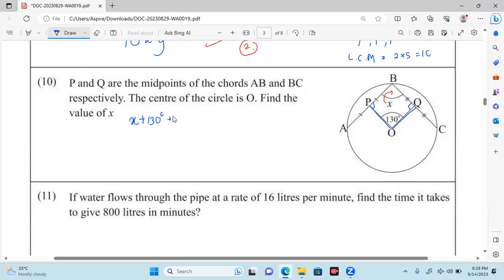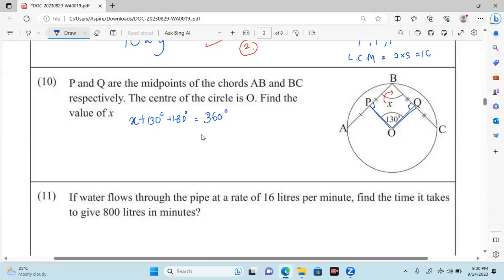90 added 90, it is 180. Sorry, here it should equal 360, no? Because we consider the sum of the interior angles of a quadrilateral. Then it should be 360.